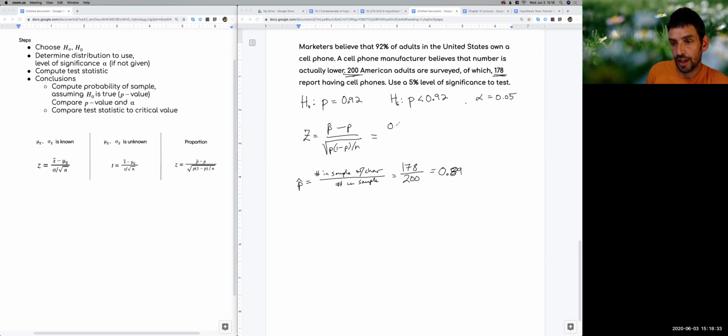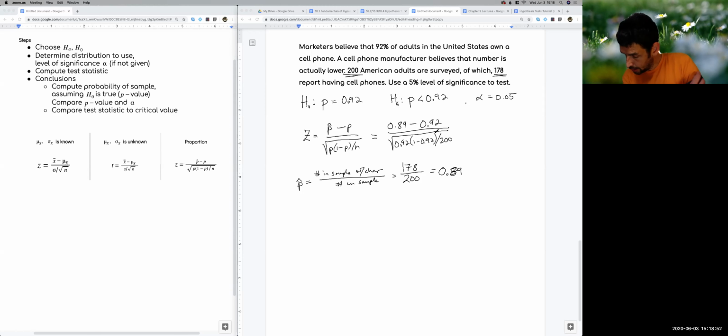Okay, so that's what goes in here. The proportion we're assuming is true is 0.92. So then we get the square root of 0.92 times 1 minus 0.92 divided by our sample size of 200. And I get this to be negative 1.56. Okay, so that is my test statistic.